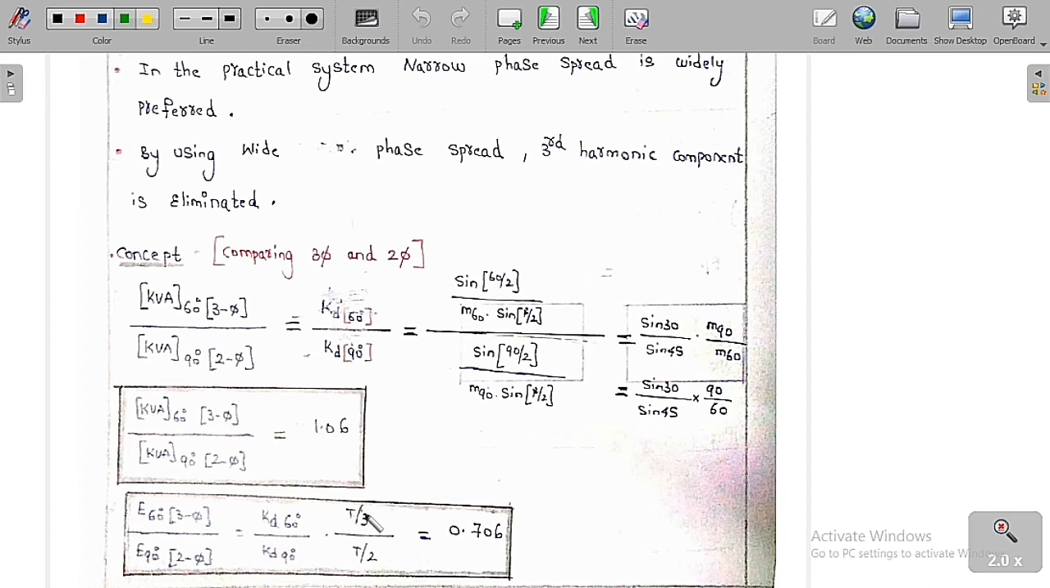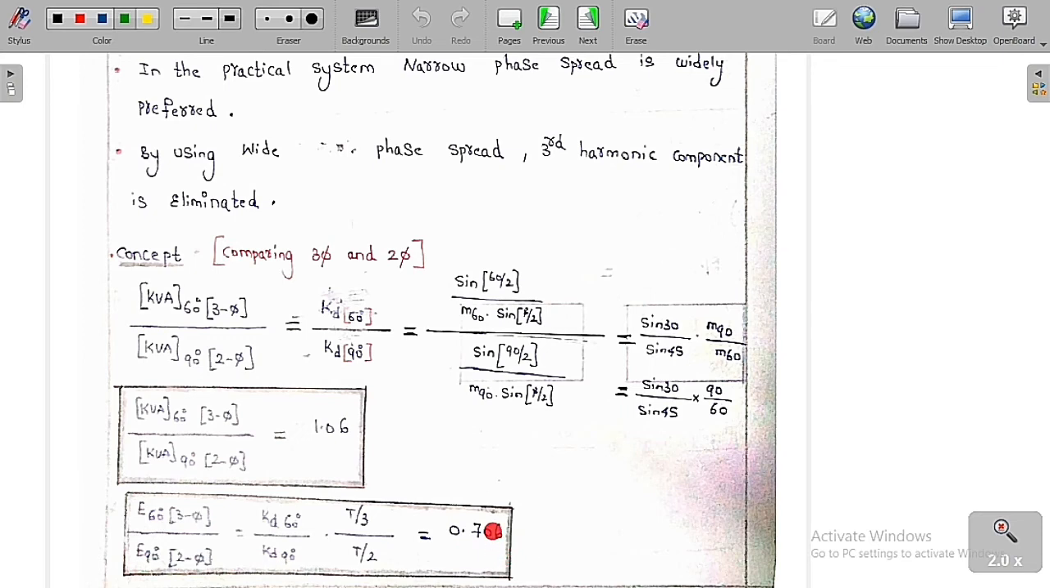Let me assume the total number of turns is T. As it is a three-phase system, turns for one phase is T by 3. And the same T turns are there for the two-phase system, so per phase we are going to get T by 2. So T by 3 by T by 2. If you simplify, I've already told you this ratio is nothing but 1.06. So 1.06 into 1 by T by 3 by T by 2. If you solve this, we are going to get 0.706.